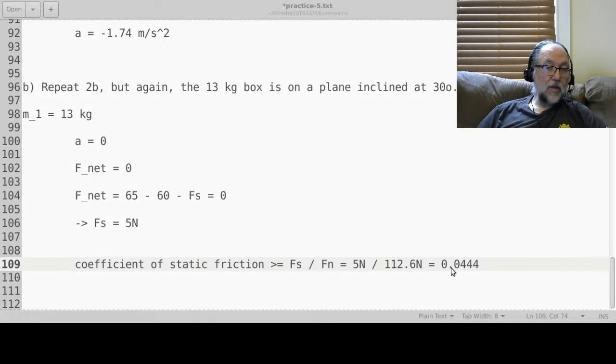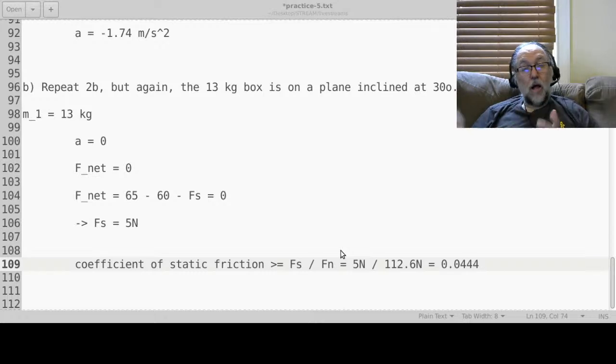And that turns out to be a really small number, but there it is, okay? So as long as you're bigger than 0.044 for your coefficient, it's not going to move, okay? So yeah, it's a small number, but that's okay. It's the smallest it can be, okay? If it's smaller than that, like if it were 0.03, well then it would slip, okay? But if it's 0.044 and above, then it's fine.